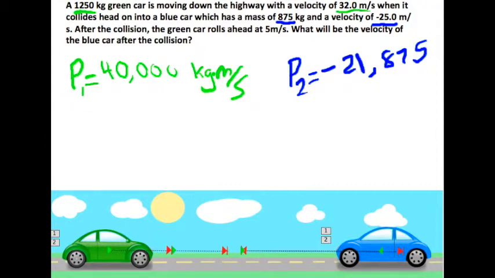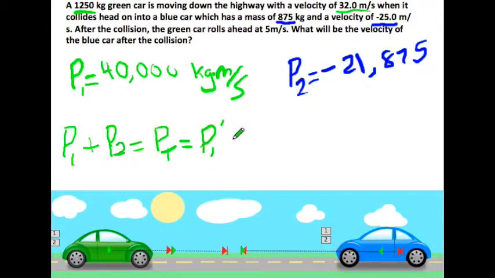So when I put those together now, I'm going to say P1 plus P2 is equal to, and this I'm going to say, momentum total. And then we know, as always, that P1 prime is going to be after the collision.